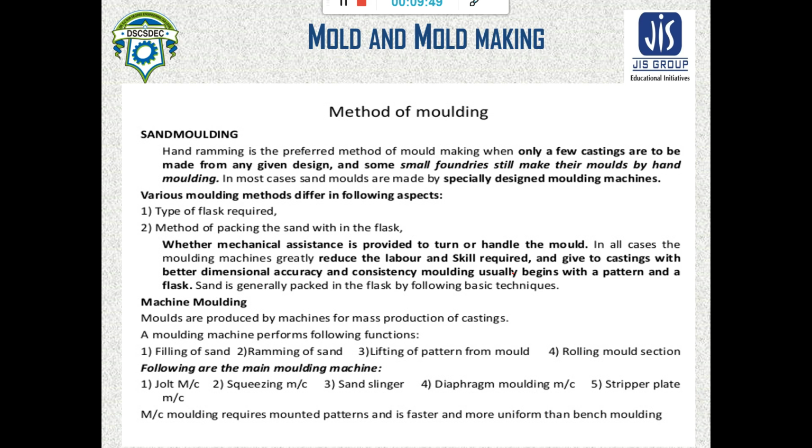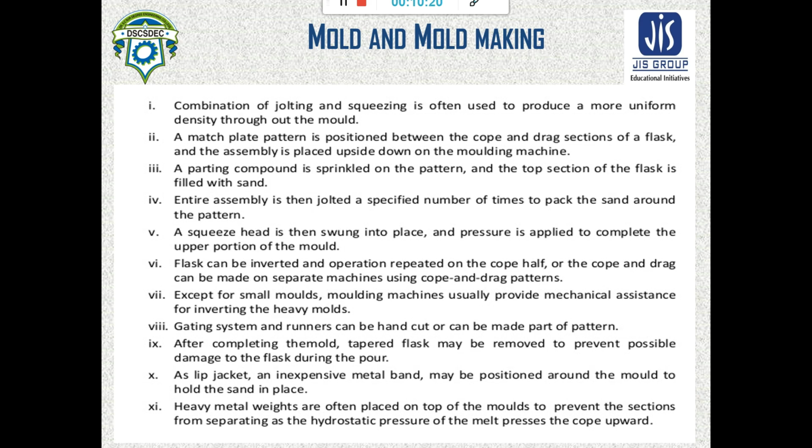There are various molding machines, such as jolting machine, squeezing machine, sand slinger, diaphragm molding machine, and stripper plate machine. These are known as molding machines. Machine molding requires a mounted pattern, and it is faster and more uniform than bench molding or floor molding. So machine molding is more accurate than hand molding. So how does the method work? A combination of jolting and squeezing is often used to produce uniform density throughout the mold.